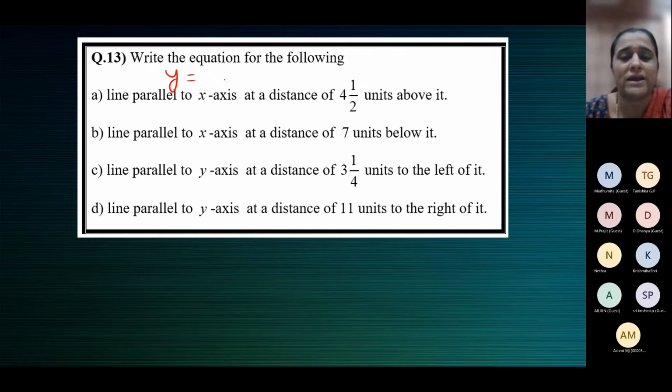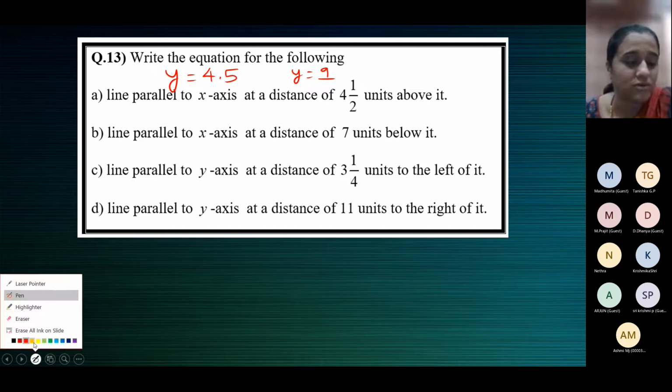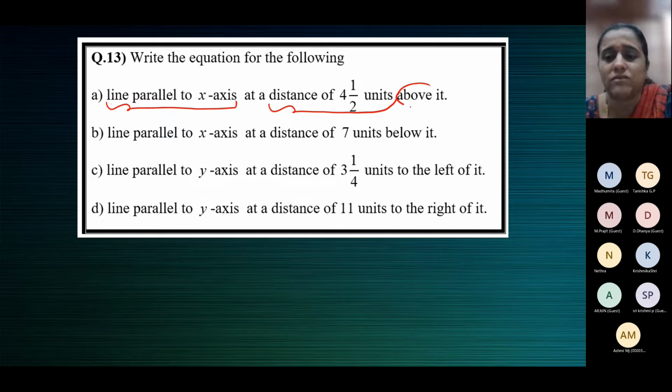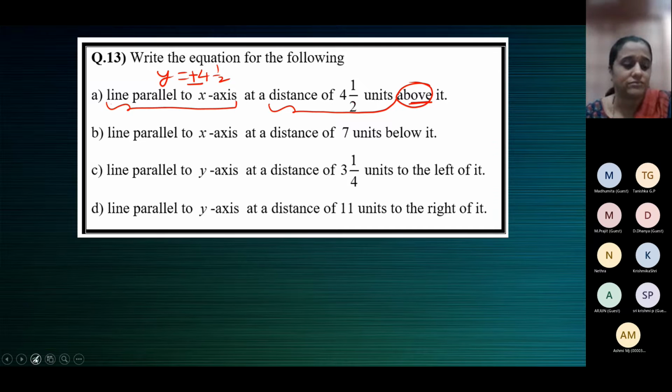Is it plus 4.5 or minus 4.5? Plus 4.5, ma'am. Or you can just write 4.5. Y is equal to 4.5, or you can write y is equal to 9/2. I need to tell you something more here. These are the three phrases you need to look at: line parallel to the x-axis, distance is this many units, and above. The first decides y is equal to, the second decides 4.5, and then the sign: above, so plus. That's all.